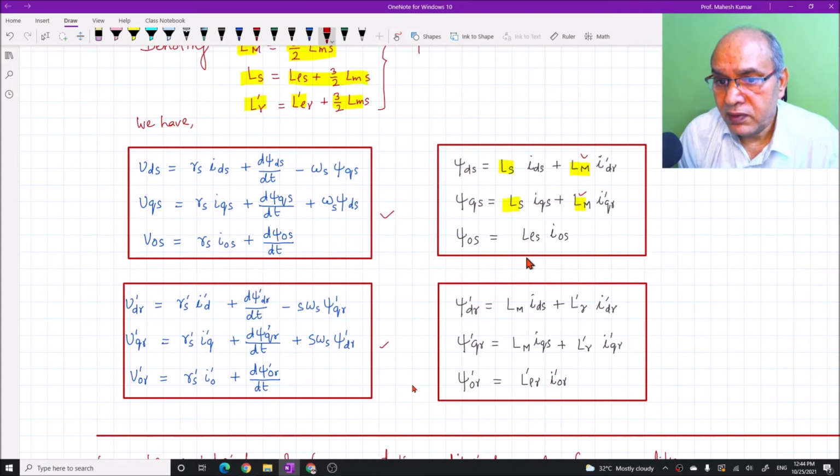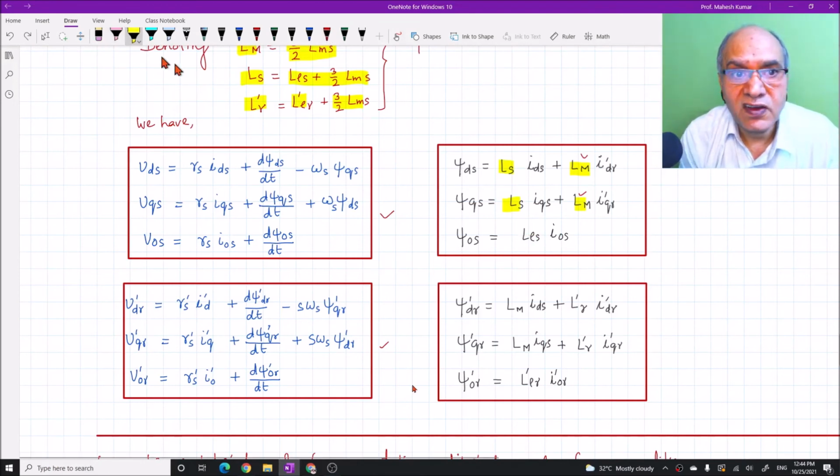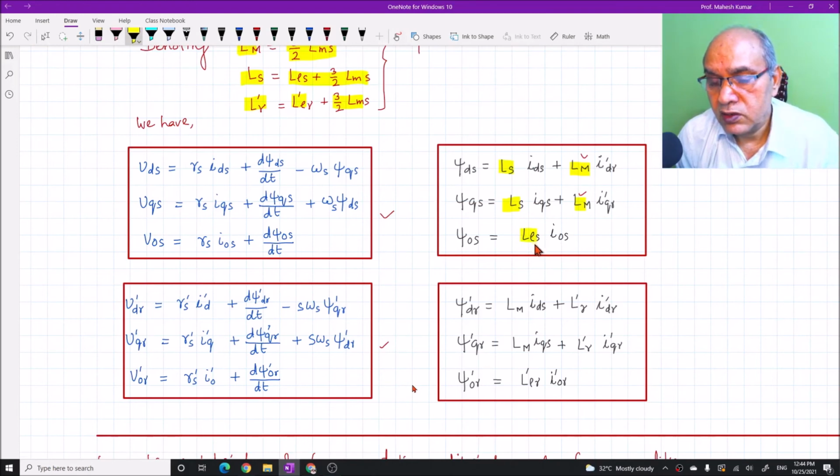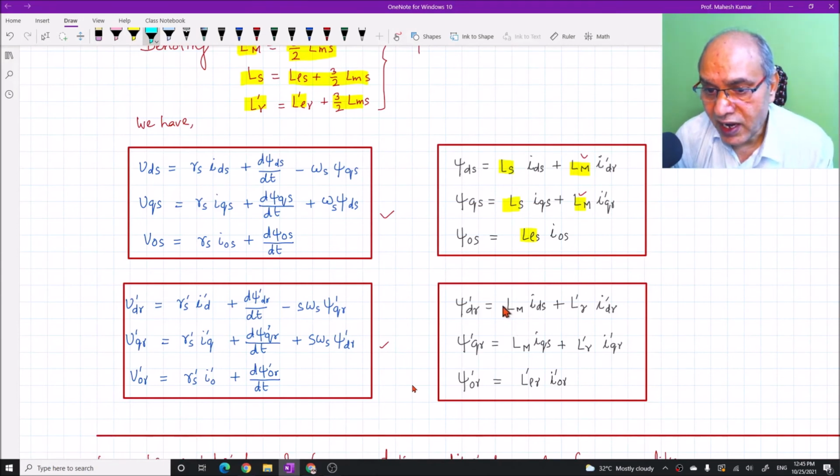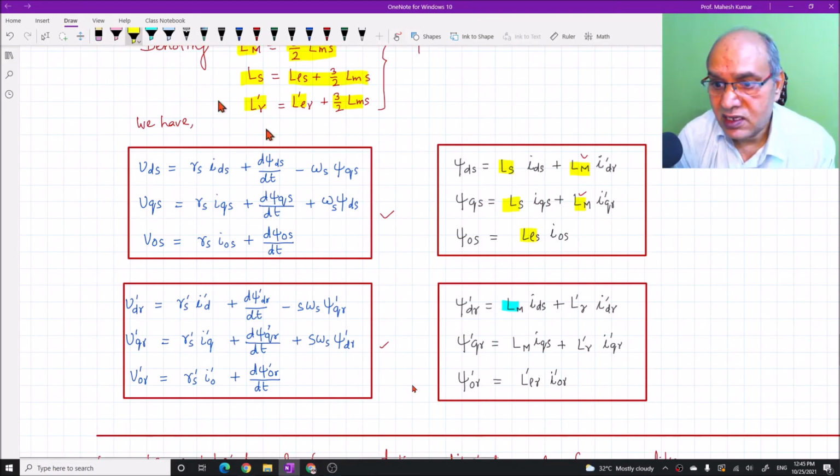And then we have the next one as psi 0s equals LLS. This is different from the previous one because here there is only the self inductance for the 0 axis. And similarly for the next one, that is the rotor side, LM. So because of IDS, the first term will be LM. The second one is LR dash.